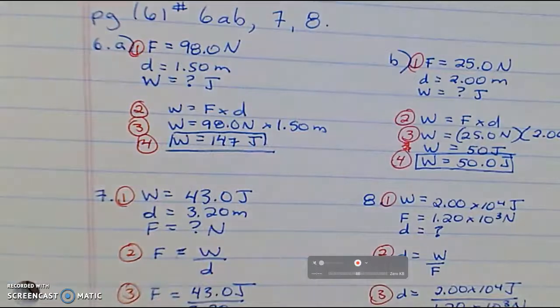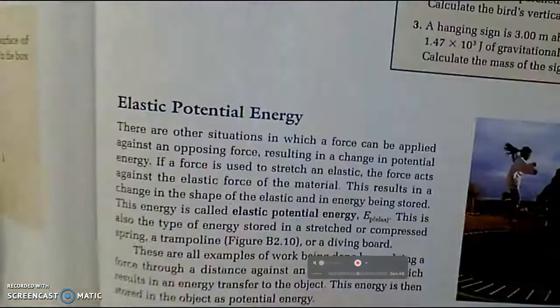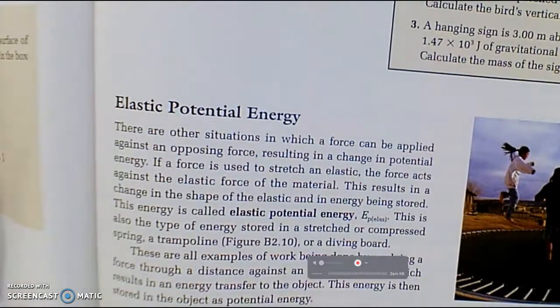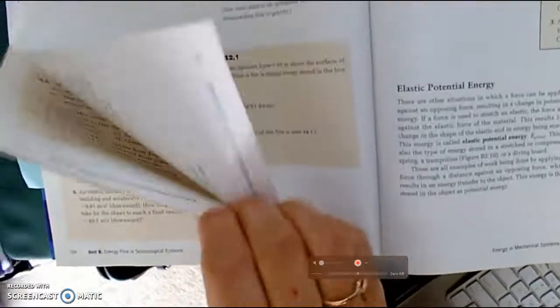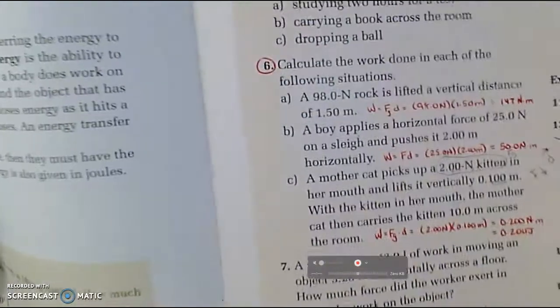Let's see how much we can get through in one video. These are the solutions to some questions in the book about work, force, and distance. This was from page 161. Let me put that back to page 161. I was flipping ahead to E equals mc and mgh.